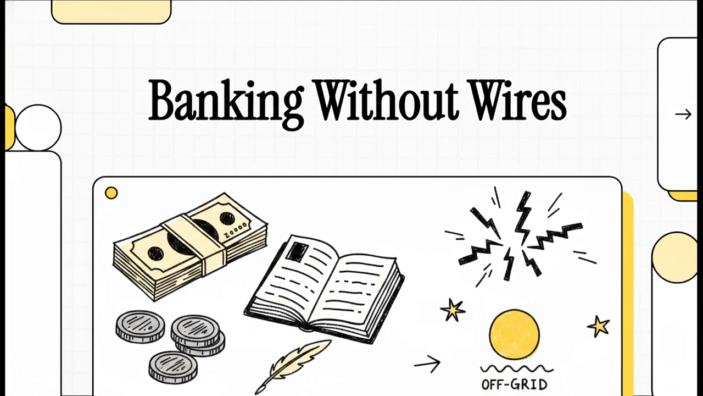Welcome to this explainer. Today, we're doing something a little unusual. We are going to reverse engineer the future of finance by actually looking backwards. We're unpacking a really fascinating academic blueprint for banking completely off the grid. It's based on a detailed paper by Michael R. Williams called Finance Without Wires, and it explores exactly how a population could theoretically construct a totally parallel physical financial system if they wanted to completely unplug from our modern digital infrastructure.